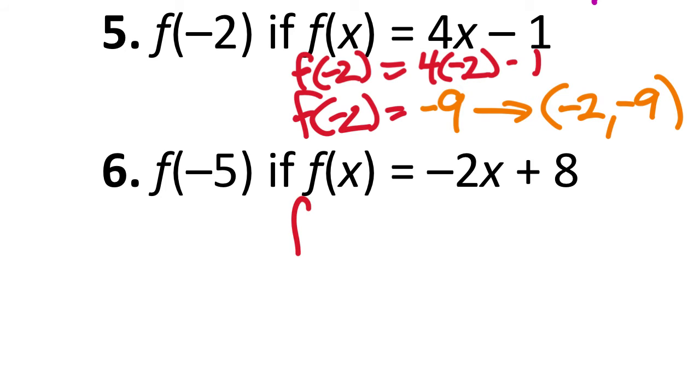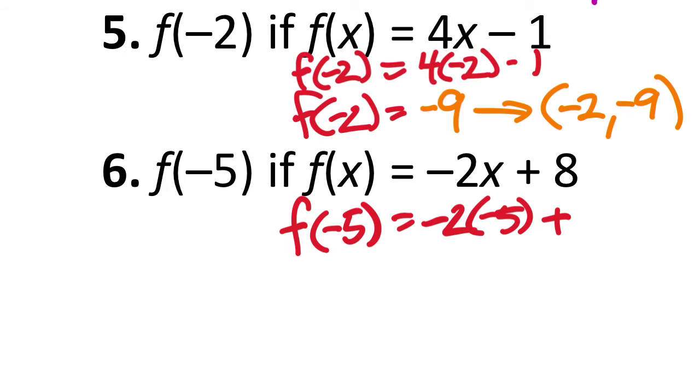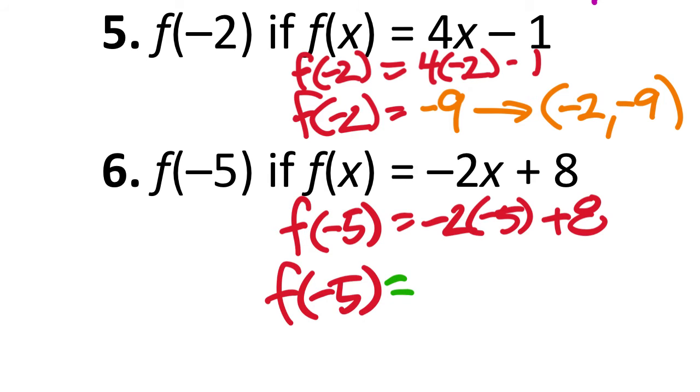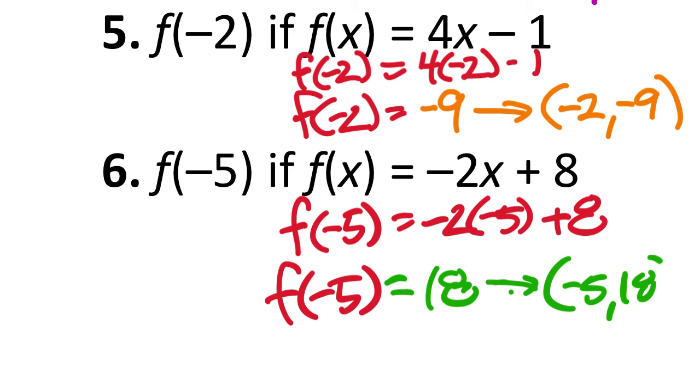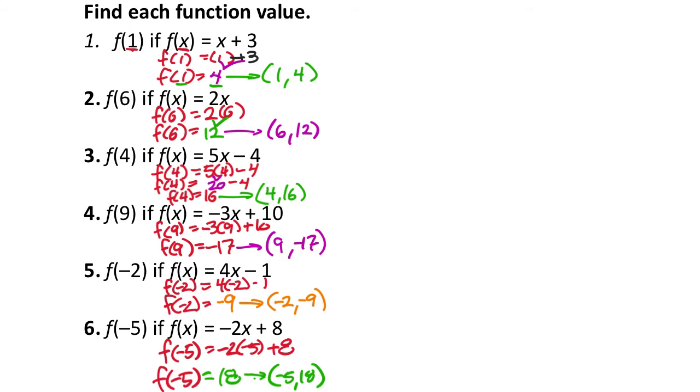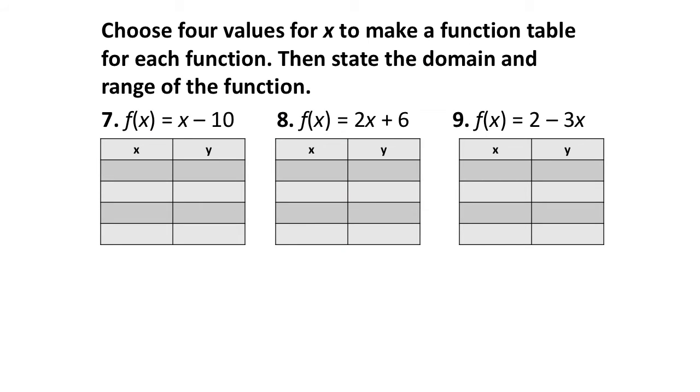And then this last one, f of -5. Replace the x with -5, so that's -2 times -5, plus the 8 right there. Put that in the calculator, and it will tell you what f of -5 is, which appears to be 18. So that's this ordered pair, -5, 18. Kind of quick.